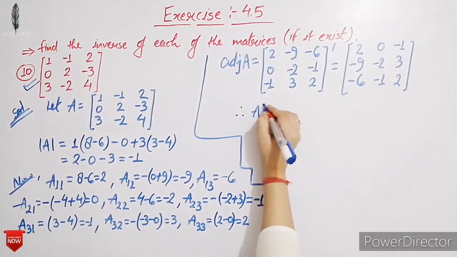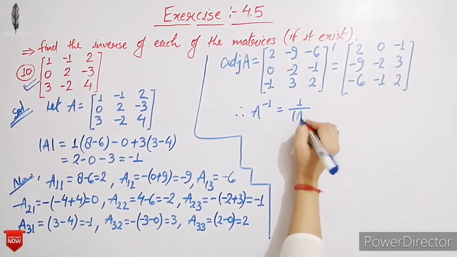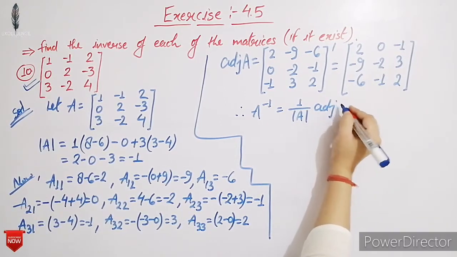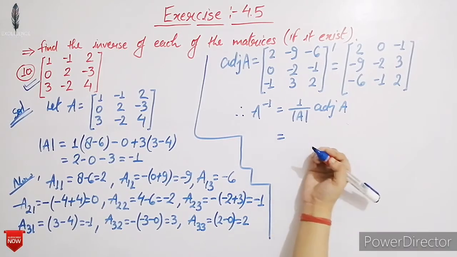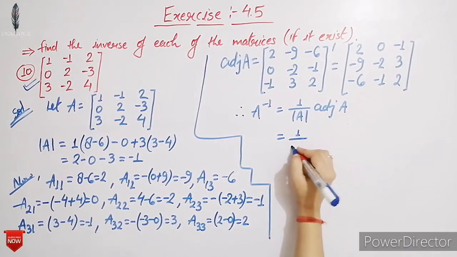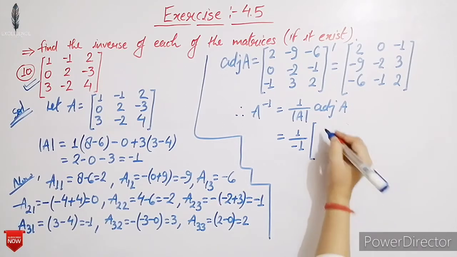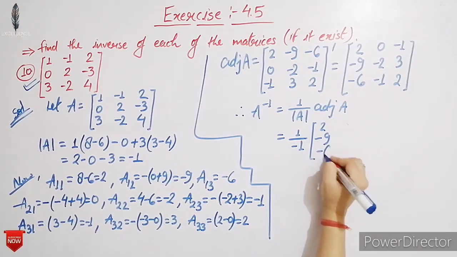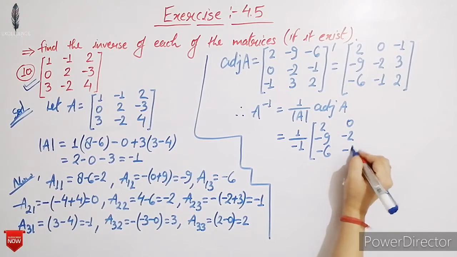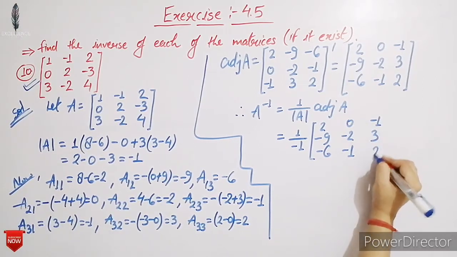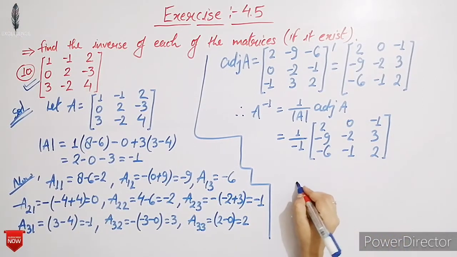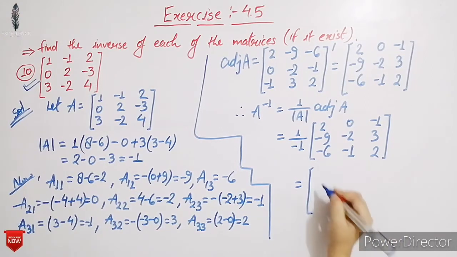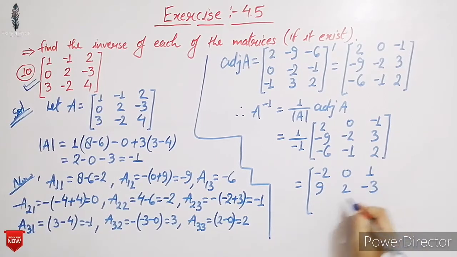So here A inverse is equal to 1 by determinant of A into adjoint A. Put these values, we have 1 by -1 into adjoint of A, that is [2, -9, -6; 0, -2, -1; -1, 3, 2], that is equal to [-2, 0, 1; 9, 2, -3; 6, 1, -2], which is the required inverse.